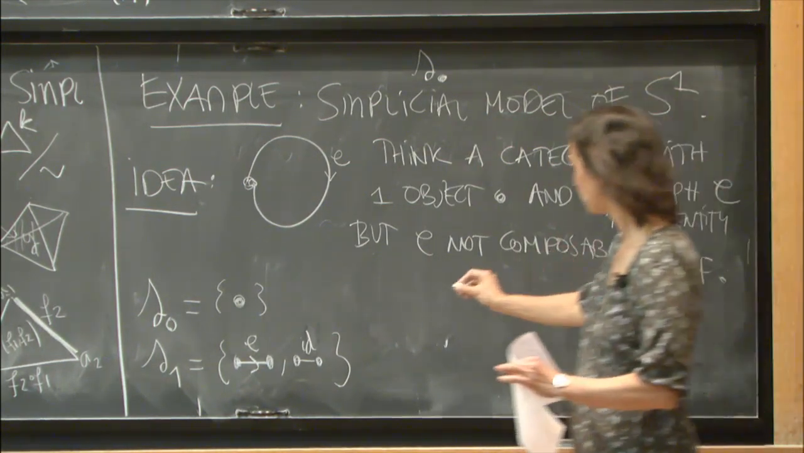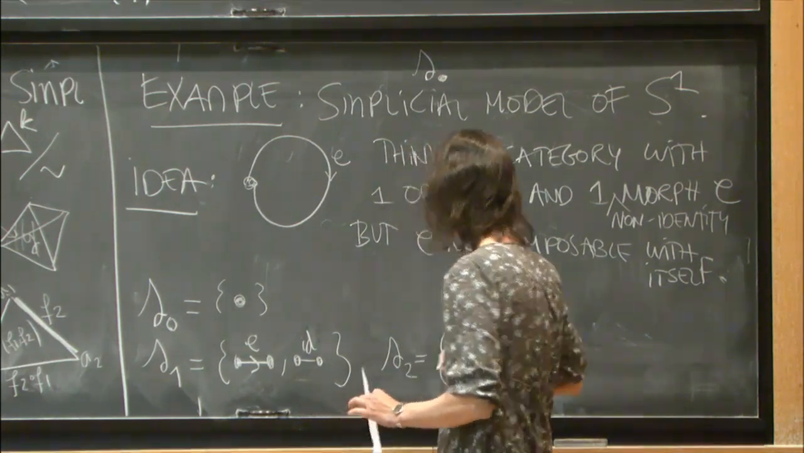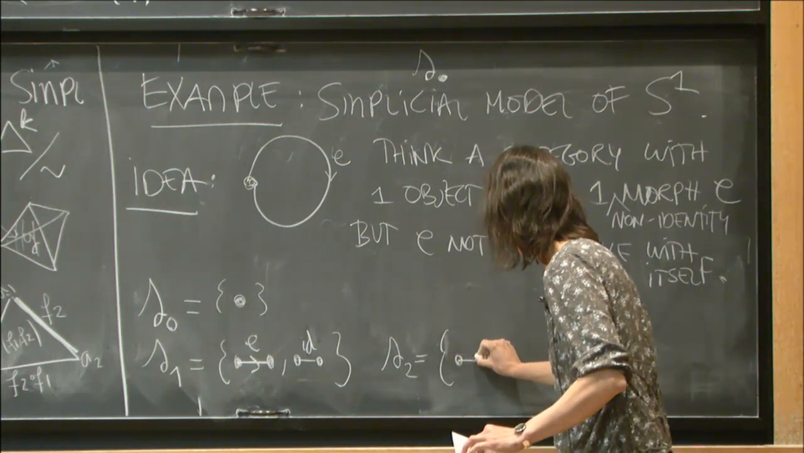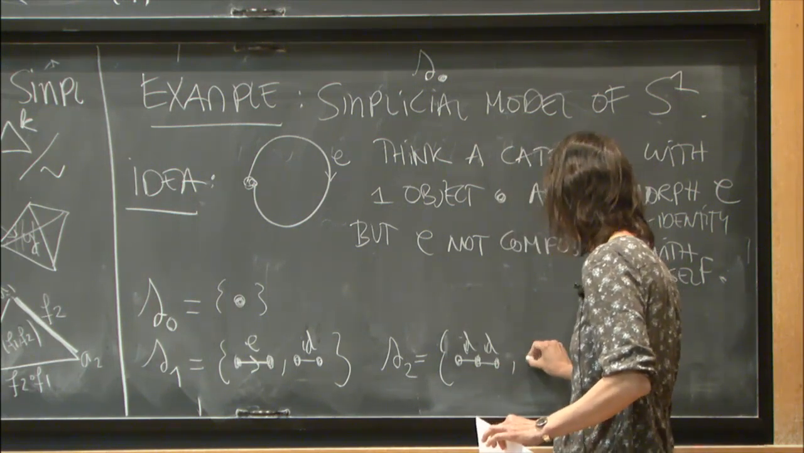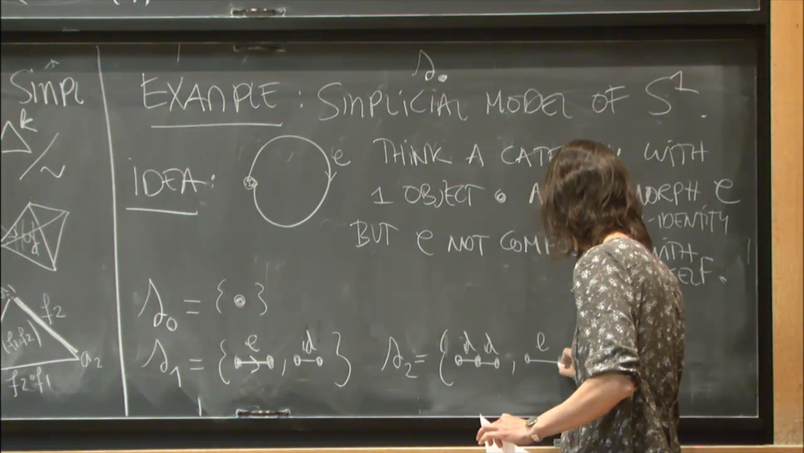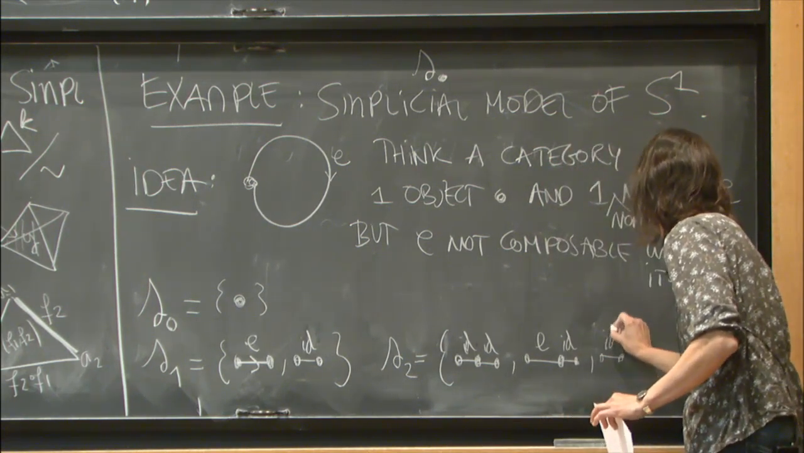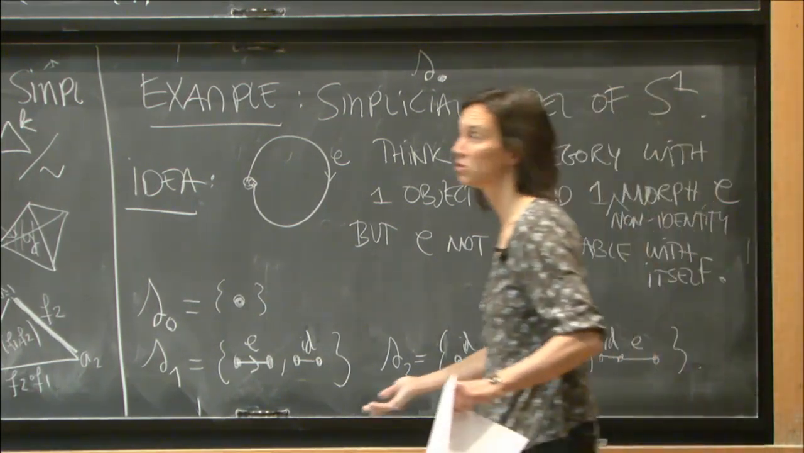And then, what is S2? Let's try S2. How many morphisms in S2? Now we have to write sequences of composable morphisms, but I only want to write equals. So we have identity. This is a happy simplex. Then we have, I could do E first, E and then identity. And then I could do identity and then E. Okay. So you get the picture.